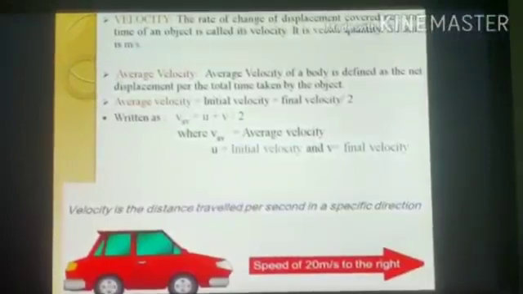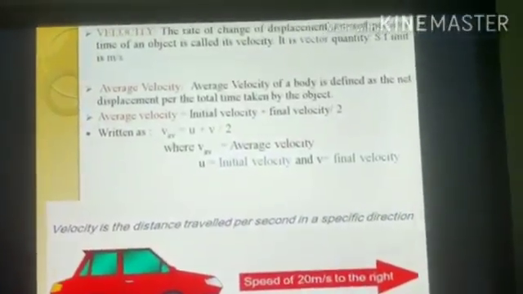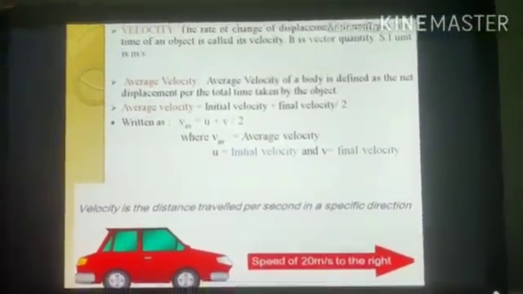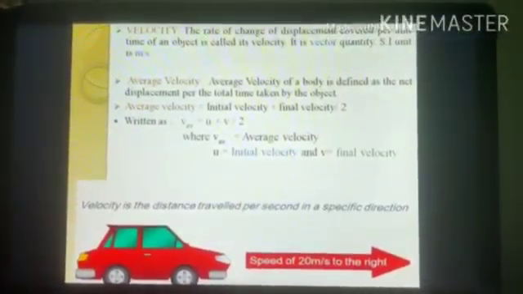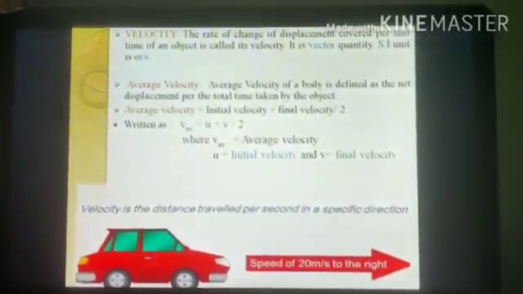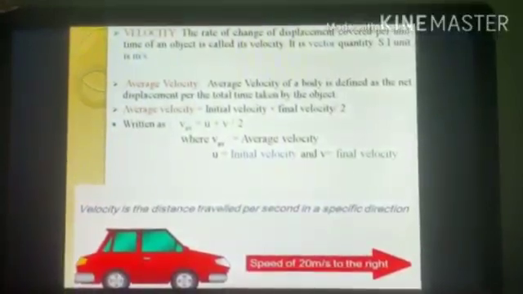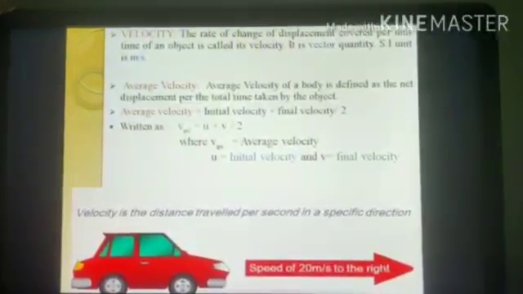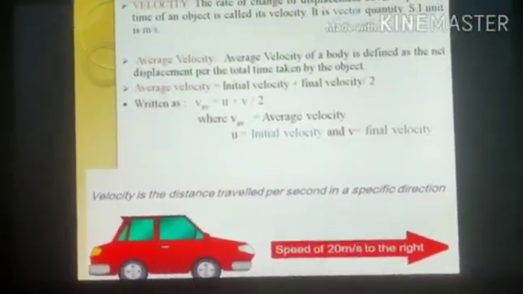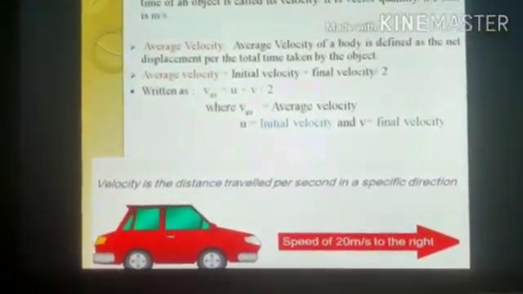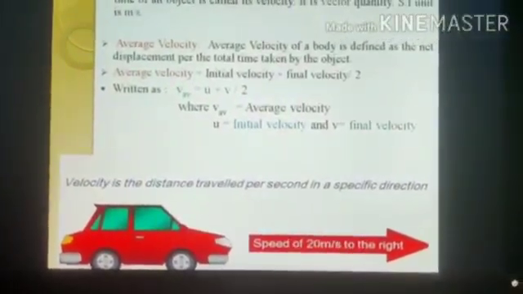Velocity is a vector quantity. The SI unit of velocity is meter per second. I hope you are clear with that. What do you mean by average velocity? Average means we have to add together all the things. Average velocity of a body is defined as the net displacement per the total time taken by the object.